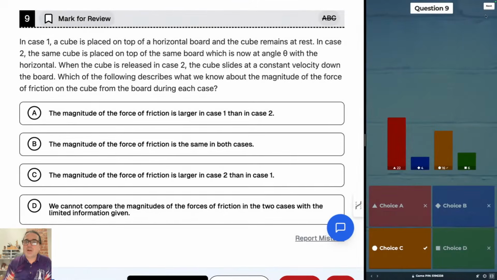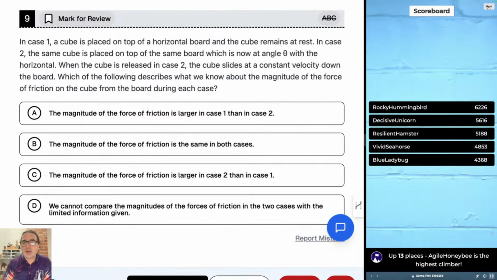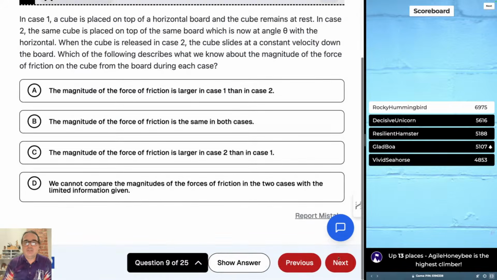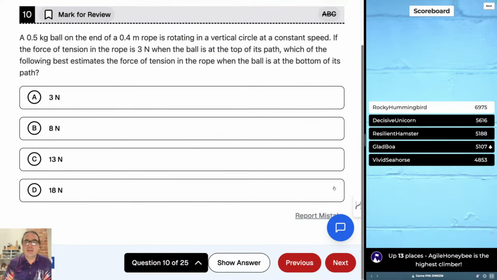All right, moving on. Oh, hold up. Let's see how we're doing here. Oh, Rocky Hummingbird. All right, moving on to question 10.